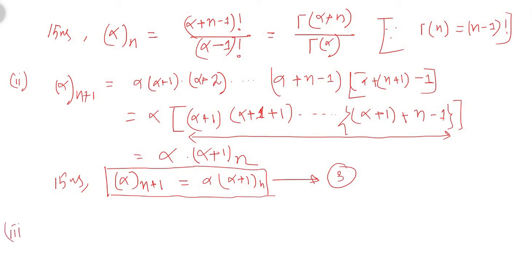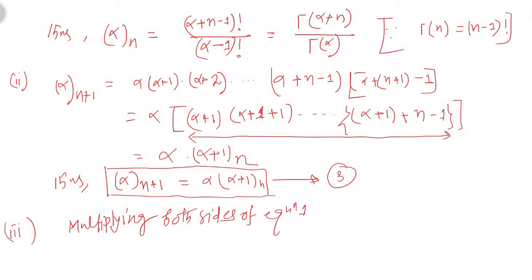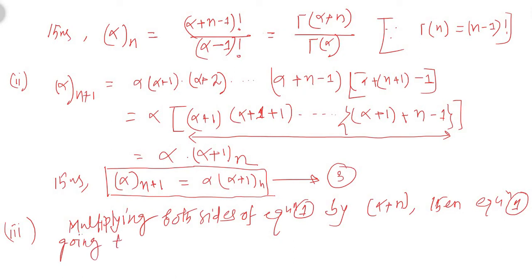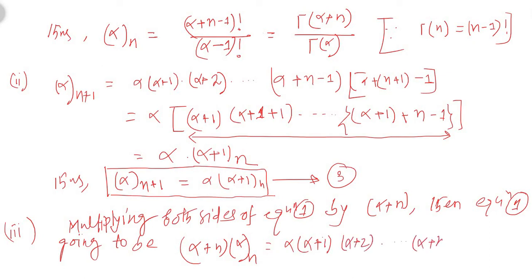Next, multiplying both sides of equation 1 by alpha plus n, equation 1 is going to be alpha plus n alpha n is equal to alpha plus 1, alpha plus 2 dot dot dot alpha plus n minus 1 into alpha plus n.